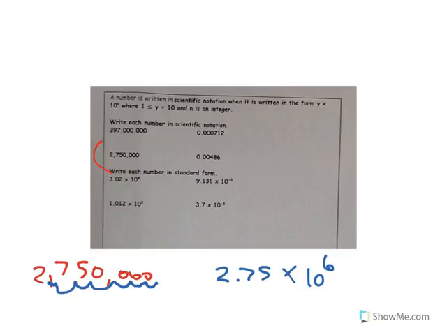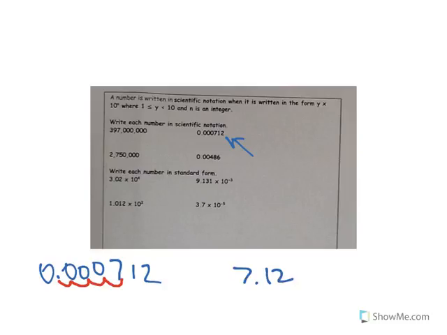Now this works the same when you're dealing with negative exponents as well. In this case, I'm going to rewrite this problem out here: 0.000712. I can write that in scientific notation, but I'm going to have to move the decimal point over in the opposite direction. So it's 1, 2, 3, 4. And now I've got that 7.12 part times 10, but in this case it's going to be to the negative 4th power, because I'm moving the decimal point to the right.